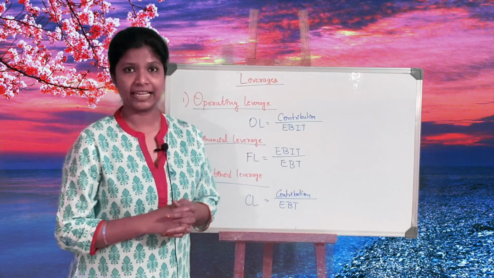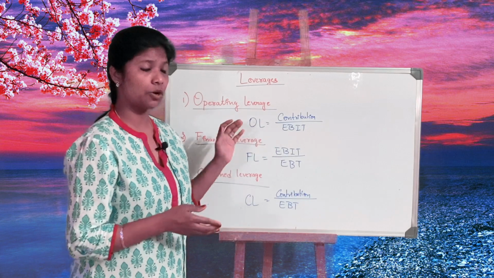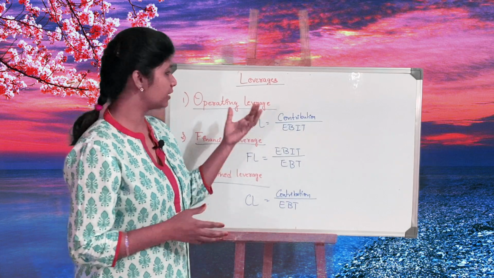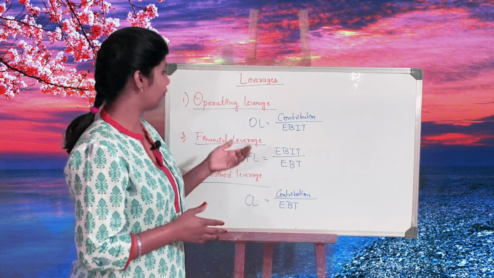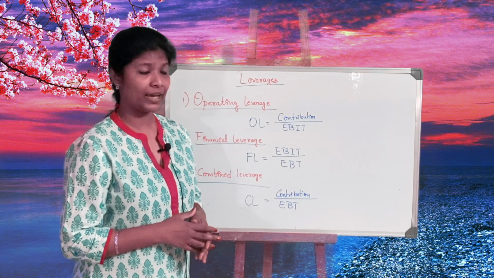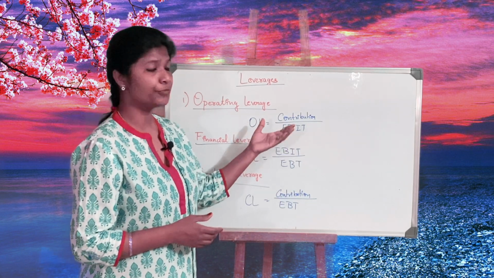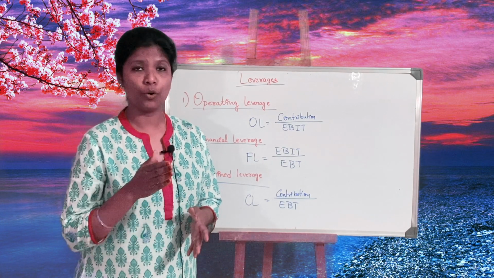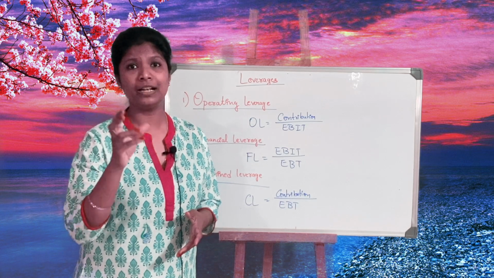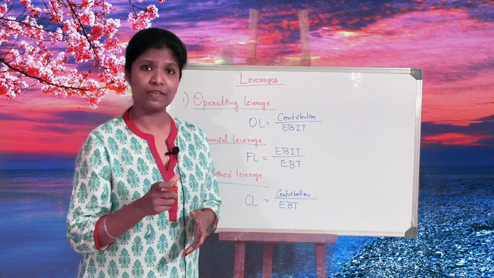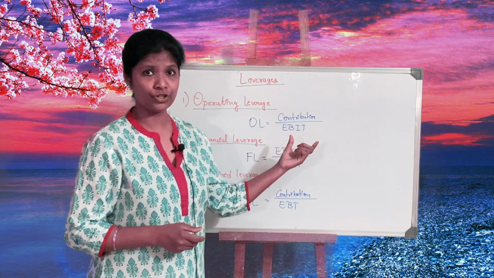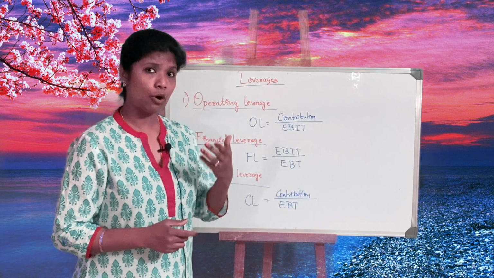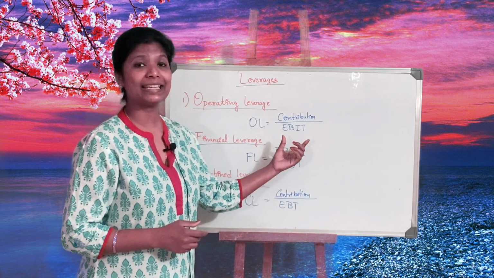Your next topic is leverages. You need to understand this basic concept. It's a 6-marker, Section B topic. We need to understand the three different types of leverages. The first one is called operating leverage, where the formula is OL equals contribution divided by EBIT. Now how does contribution arrive? Only when you have paid off your variable cost. Sales minus variable cost, you arrive at contribution. Contribution minus your fixed cost, you arrive at EBIT, as we just discussed in the format.